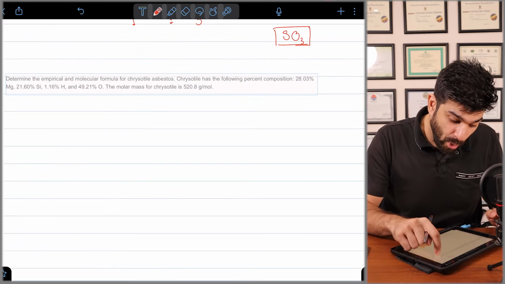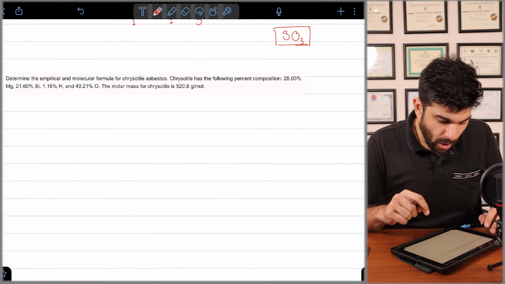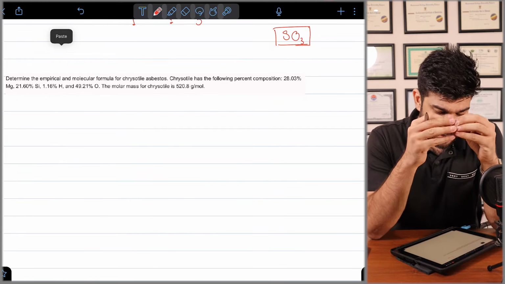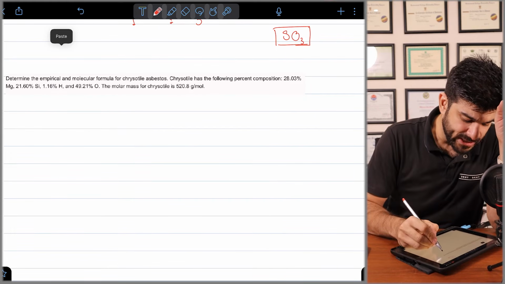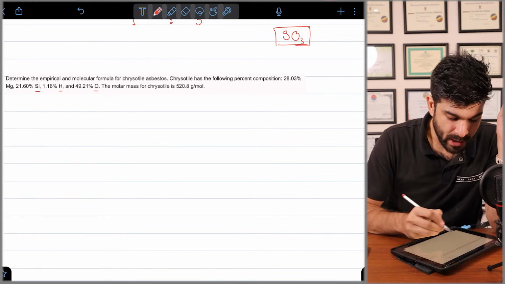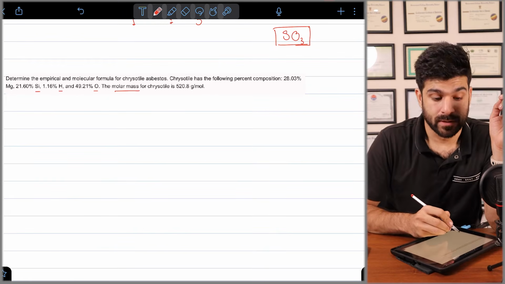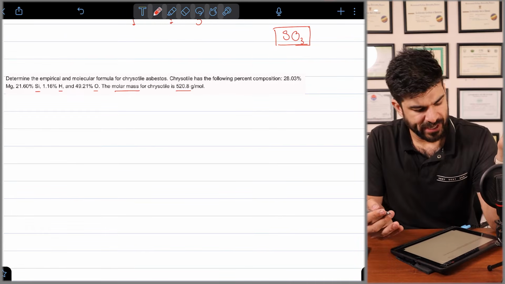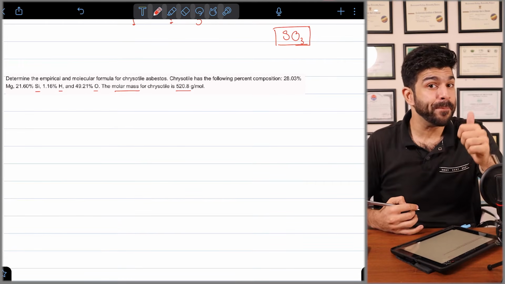Determine the empirical and molecular formula of Chrysotile asbestos. They've given you the percentages of magnesium, silicon, hydrogen, and oxygen in the compound, and the molar mass of the compound, which is 520.8 grams per mole. Perfect. So initially, we are going to calculate the empirical formula.